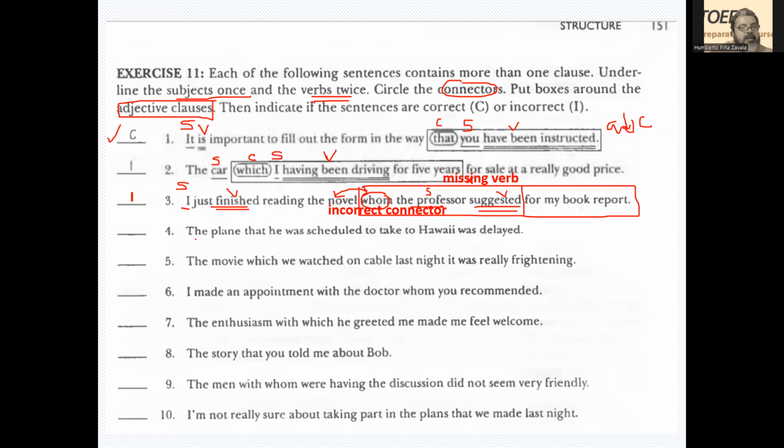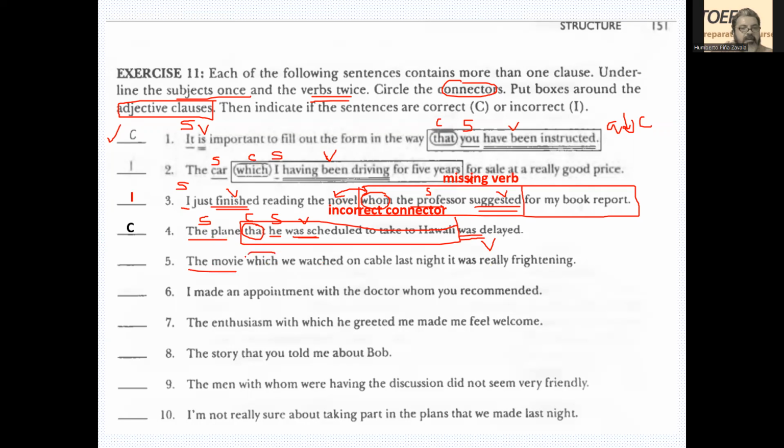No. The plane that he was scheduled to take to Hawaii was delayed. So we have the plane was delayed. What plane? The plane, connector, which he was scheduled to take to Hawaii. All right, so this is correct because that can be used for both people and objects. The plane is an object.